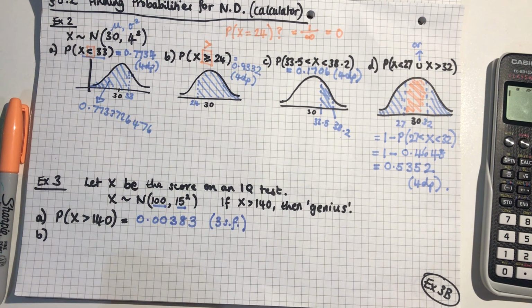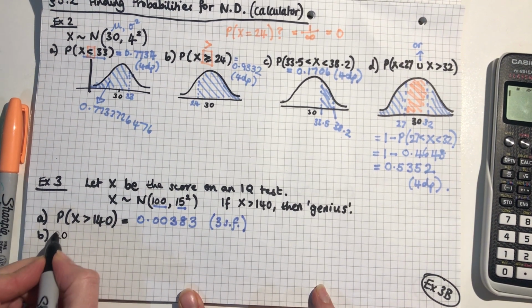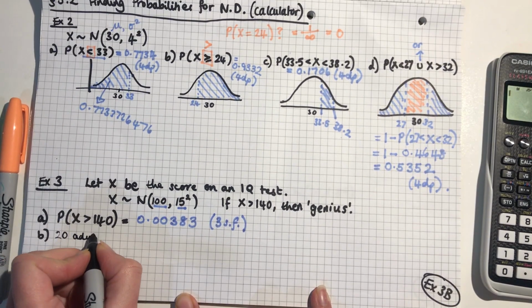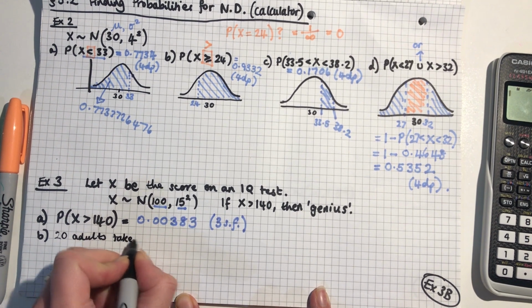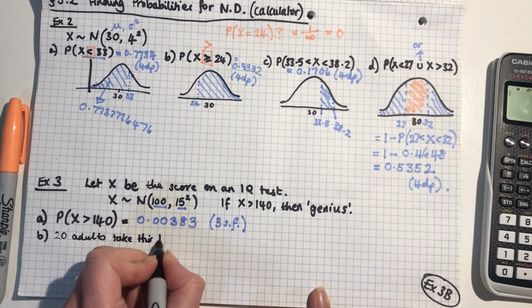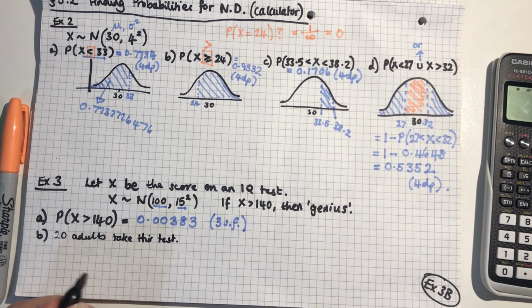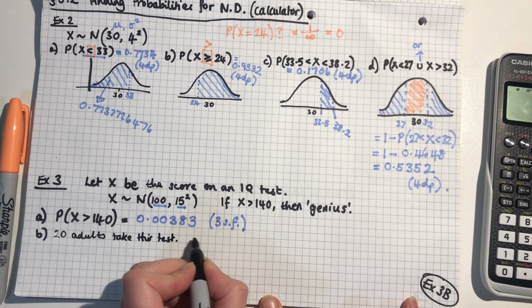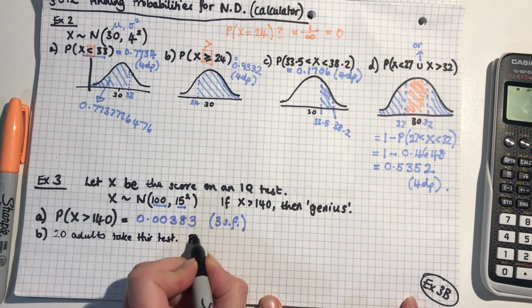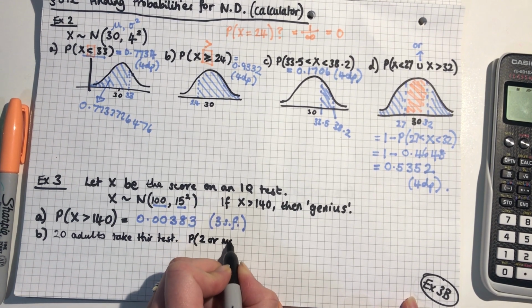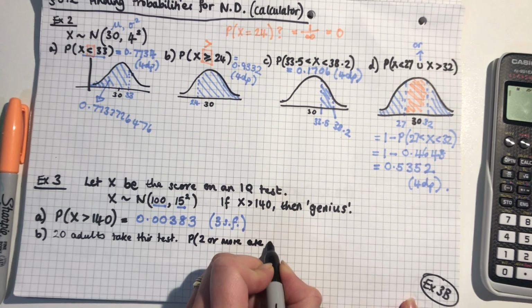There it is. We're told that 20 adults take the test. Let's make a note of that. 20 adults take this test. And we've got to find the probability that 2 or more are classified as a genius. So what's the probability that 2 or more are a genius?